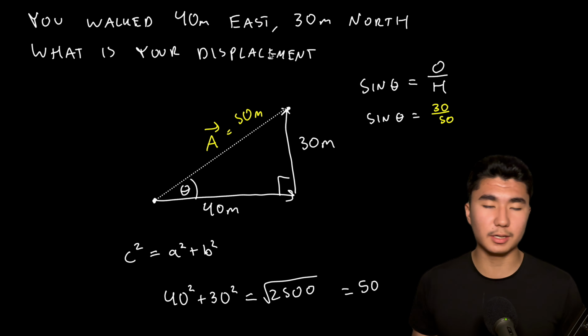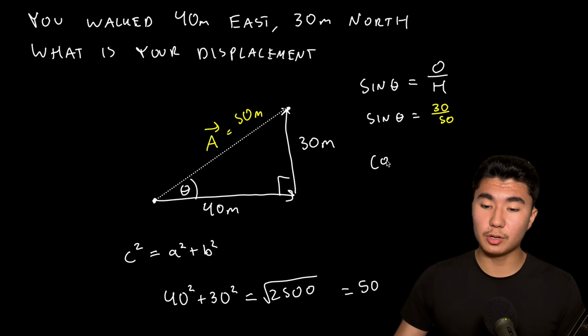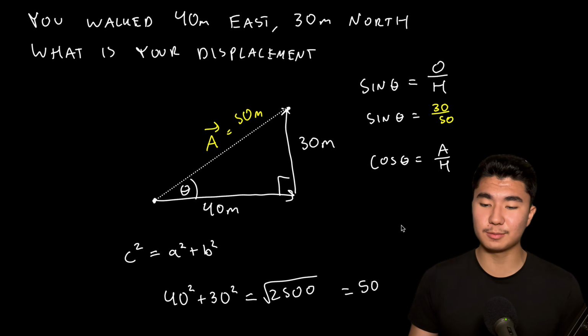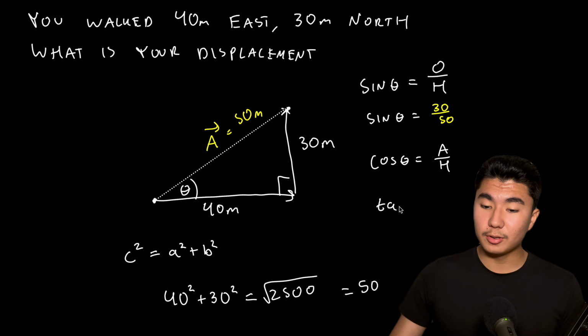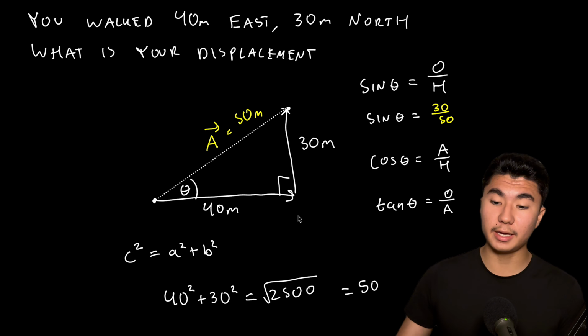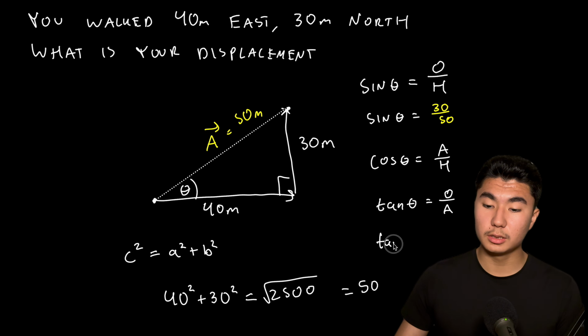And let's just go through a couple of the other trig functions. You also have cosine theta, which is going to be adjacent over hypotenuse. And this might be a refresher to some of you guys. And we also have tangent theta, which is going to be opposite over adjacent. And since we know tangent is also equal to sine theta over cosine theta.